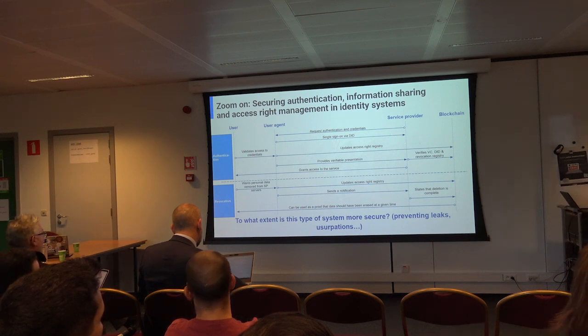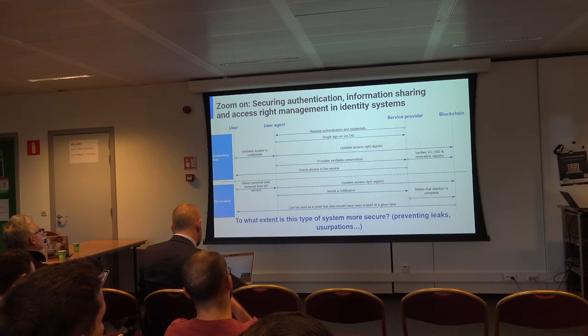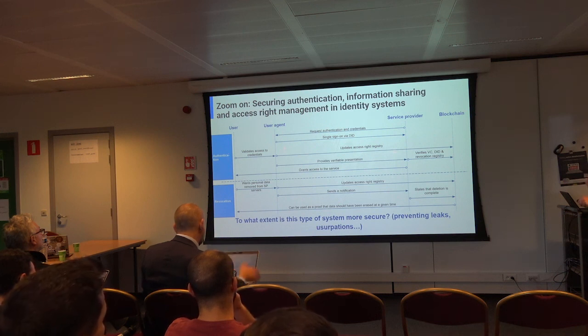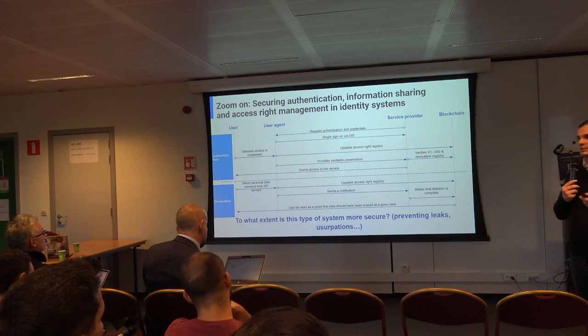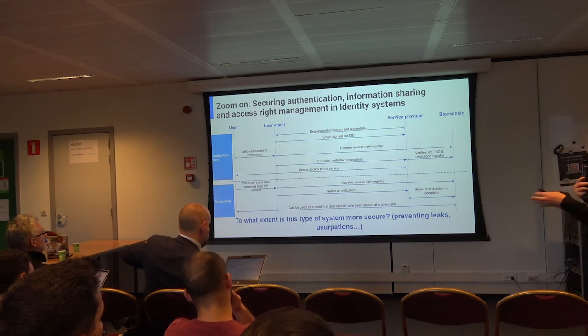And where this gets interesting is that, for now, there is absolutely no blockchain. Where the blockchain comes in is when the actual data needs to be shared by the user, where the user accepts that some credentials are being used and shared with the service provider. Once this is done, there is an update of a registry inside the blockchain that says, okay, this service provider now has access to my data and I have given them this access for this specific period.